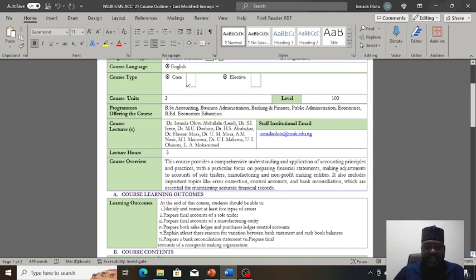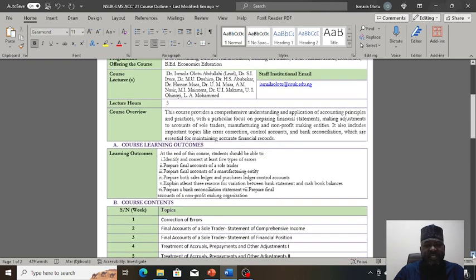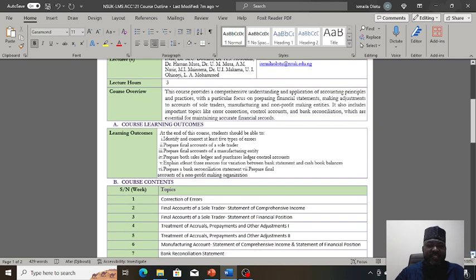At the end of this course, as part of the learning outcome, each student is expected to identify and correct at least 5 types of errors, prepare final accounts of a sole trader, prepare final accounts of a manufacturing entity, prepare both sales ledger and purchases ledger control accounts. We also expect that at the end of this course, each student should be able to explain at least 3 reasons for variations between the balance on the bank statement and the balance we have in our cash book.